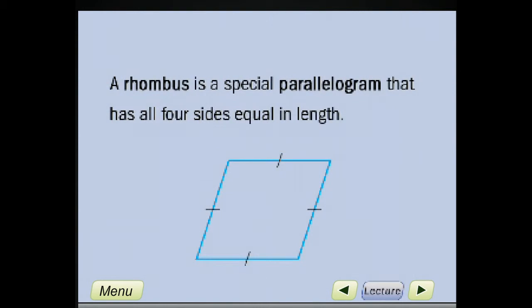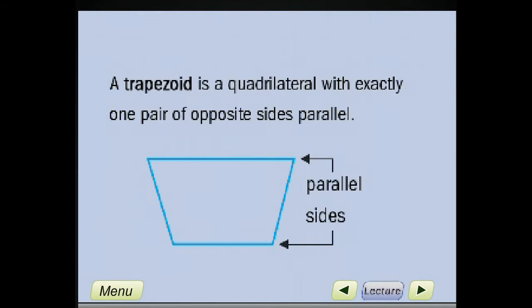A rhombus is a special parallelogram that has all 4 sides equal in length. Now, because a rhombus, by the way, is a special parallelogram, remember, opposite sides are still parallel. It's just for a rhombus, they're all the same length. And then a trapezoid is a quadrilateral with exactly 1 pair of opposite sides parallel.